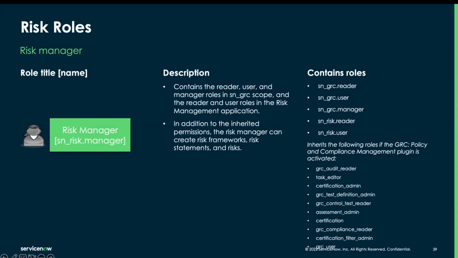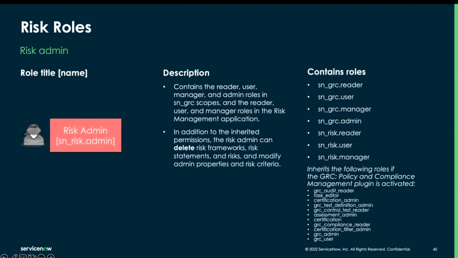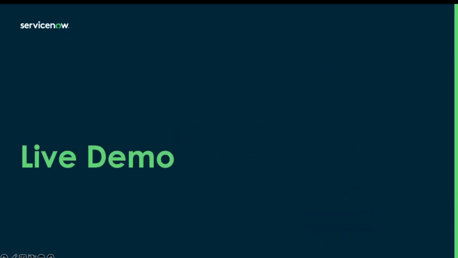Next, our risk manager is going to be able to, again, create risk frameworks, statements, and specific risks, alongside having those reader, user, and manager roles scoped in that GRC application. Lastly, diving a little bit deeper into our admin, again, highlighting the fact that they are able to have the permissions pertaining to deleting risk frameworks, risk statements, and risks, and be able to modify those admin properties and criteria. Now, with that being said, let's go ahead and jump into a live demonstration where I can show you what we just talked about.